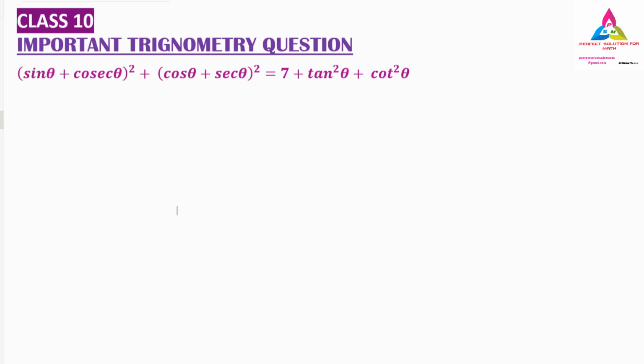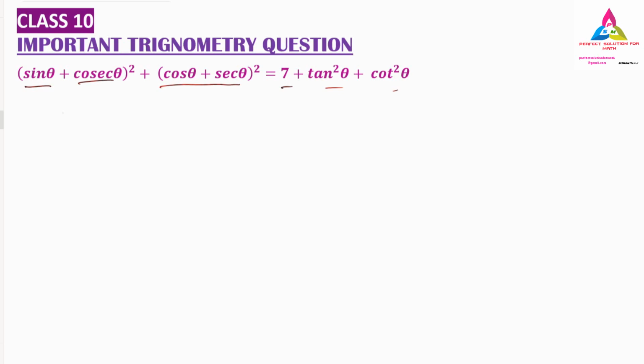In this question, when we glance at it once, you can see that the first term is sin theta plus cosecant theta the whole square. The second term is cos theta plus secant theta the whole square. The two terms have a square on them. And on the right hand side, there are three terms: 7, tan square theta, and cot square theta.